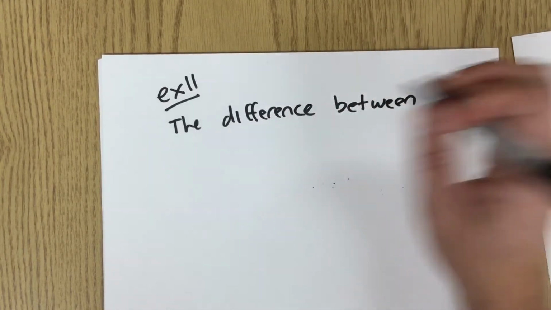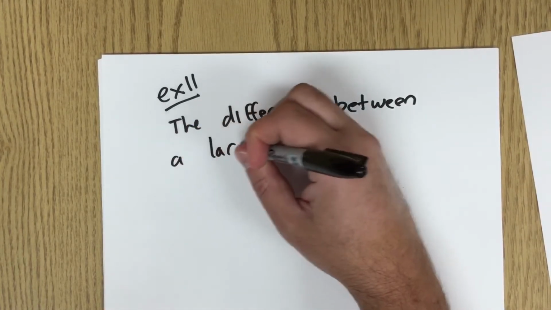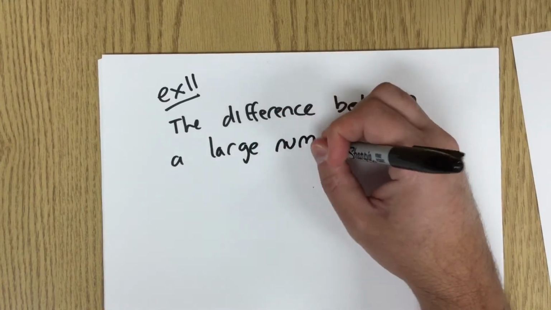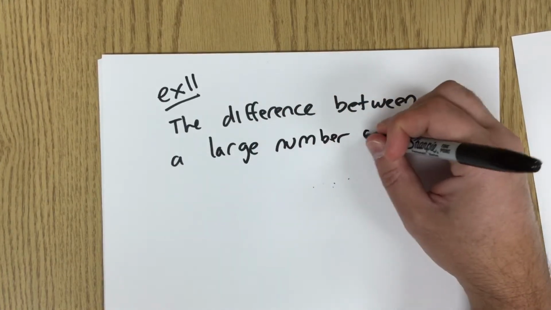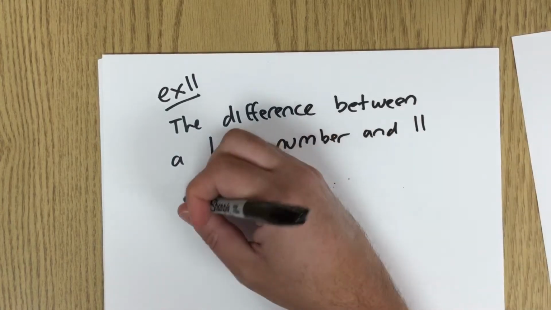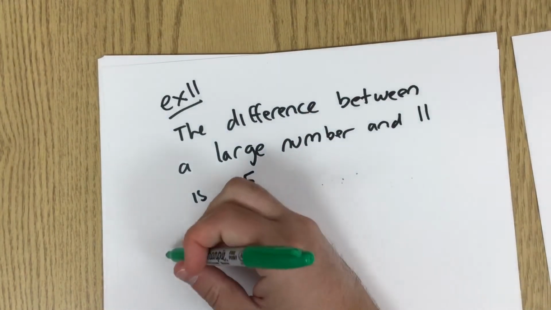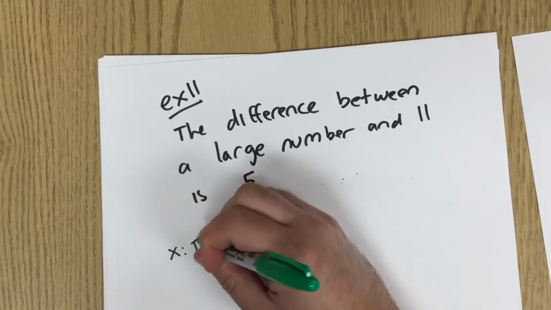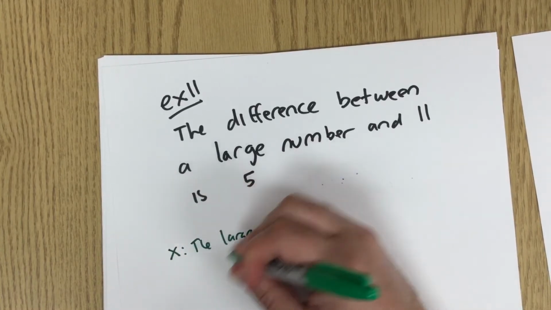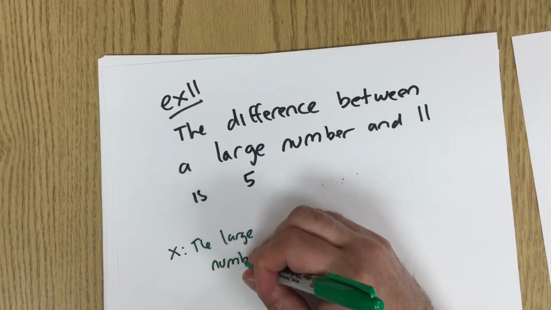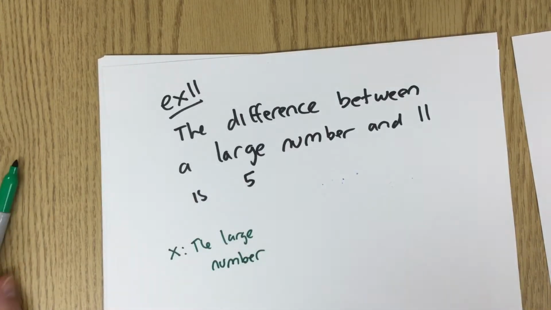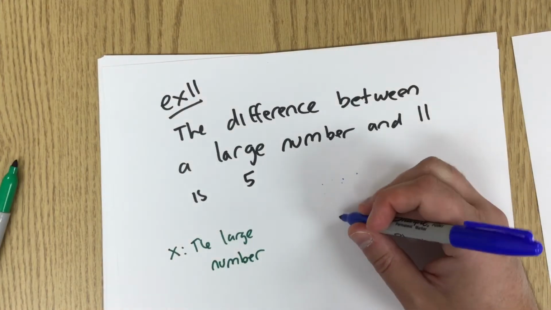So the difference between a large number and 11 is 5. So X is going to be the large number. I said the large number mostly to avoid having a situation where there's more than one answer. We're not going to deal with that yet.